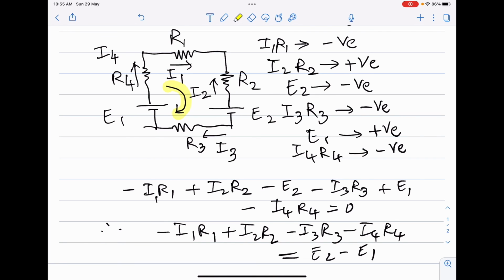So this is the equation which is called the Kirchhoff's equation, and this is the equation that can be obtained for this circuit. And by using this equation we can easily find the values of currents and voltages at the different points in the given electrical circuit.